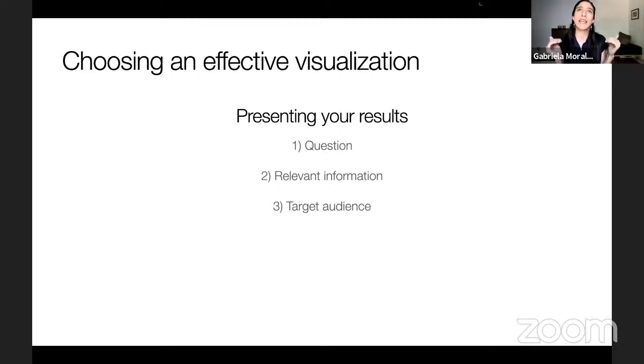Then think about what's the relevant information that you need to answer that question, to solve that problem. And think about the quality of the data you're getting. If you put bad data in, your visualization is going to be bad, your result is going to be bad. So think about the quality of data and that the data is relevant to the question you're asking.